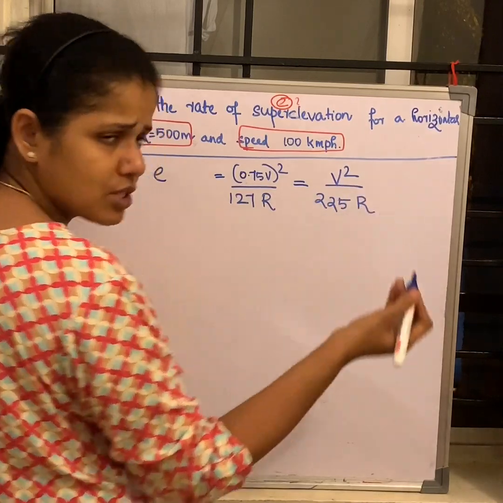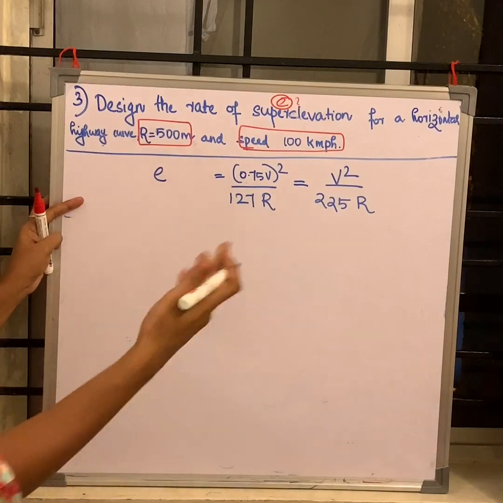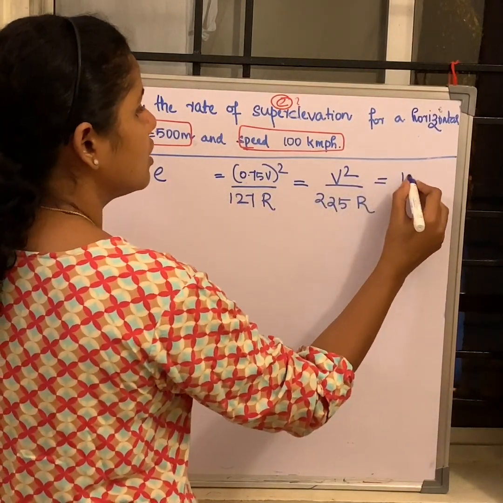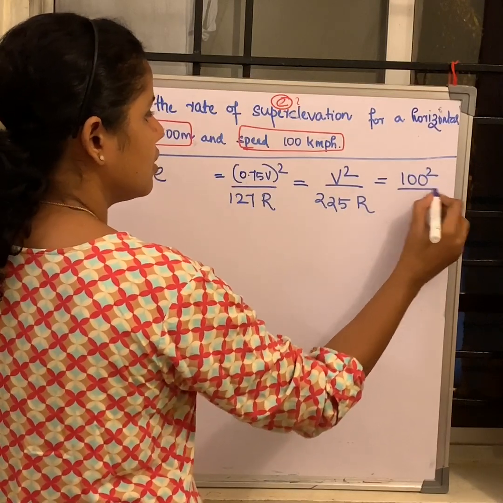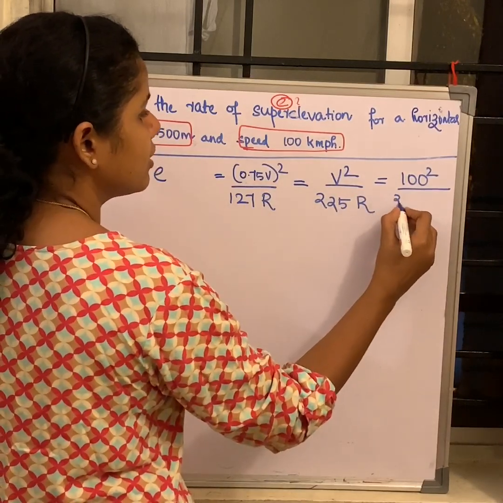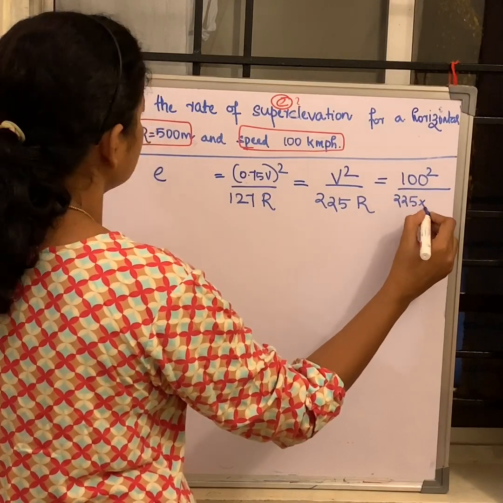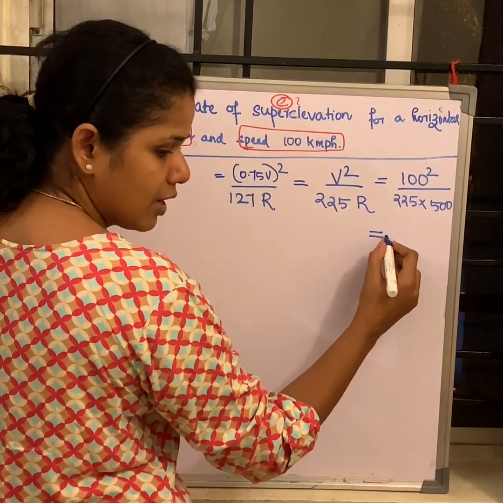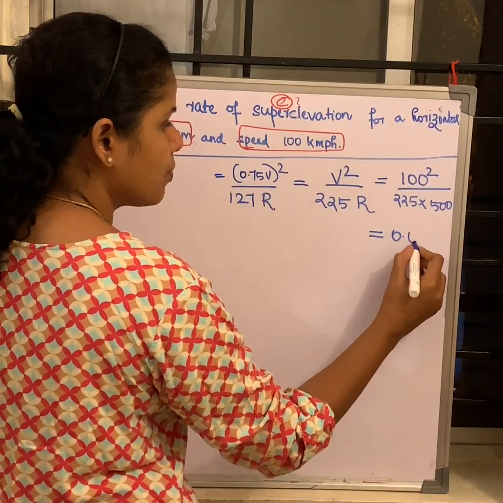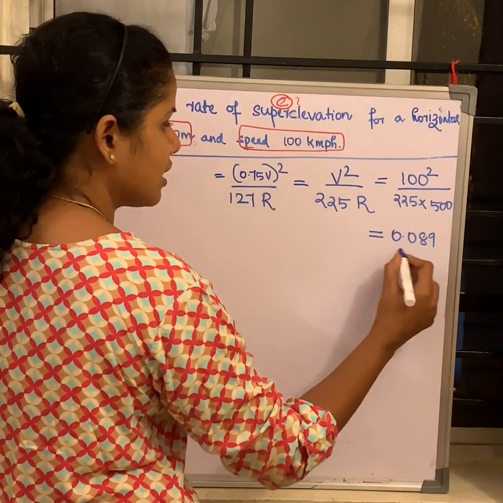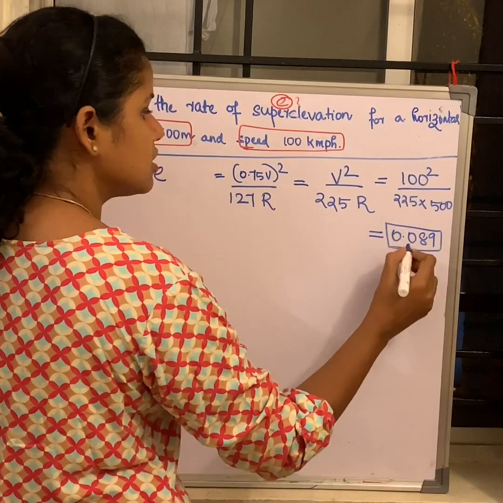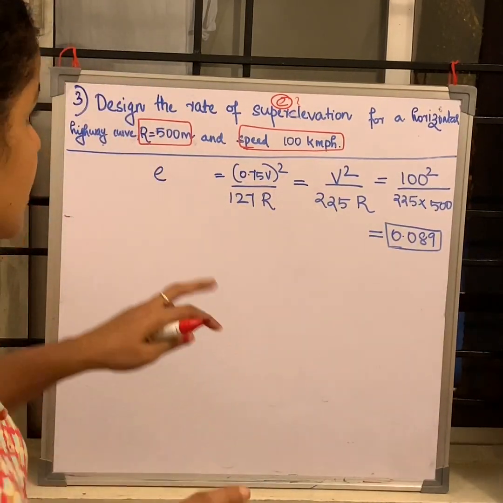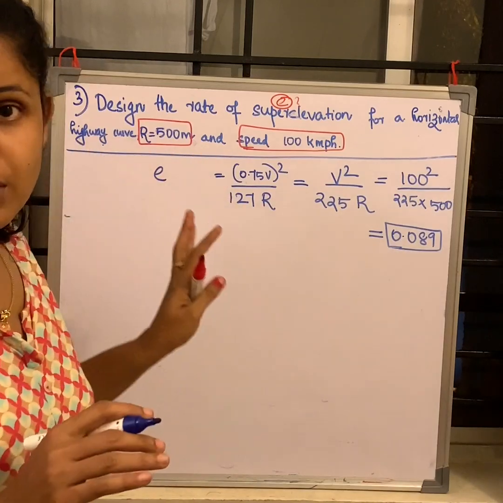Right. This is the equation we have, so you can use it. I'm just explaining how we got the equation. So if I substitute 100 kilometer per hour, divided by 225 into radius, how much is the radius? 500 meter. Okay. So the E value you are going to get is 0.089. This is the superelevation required for considering your mixed traffic condition.